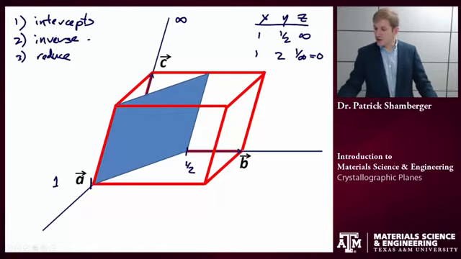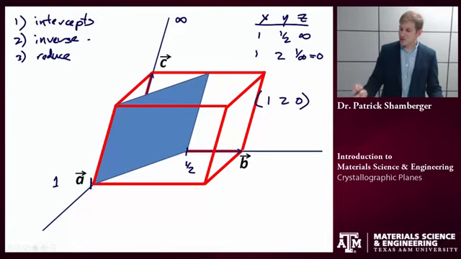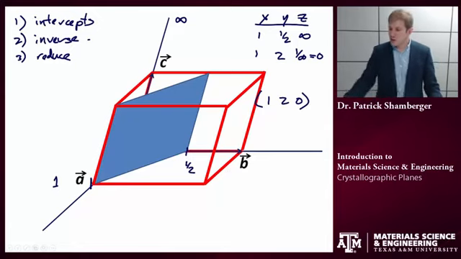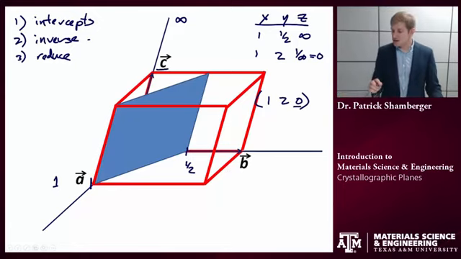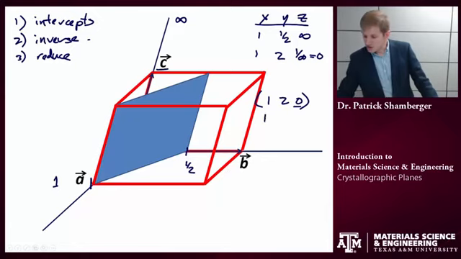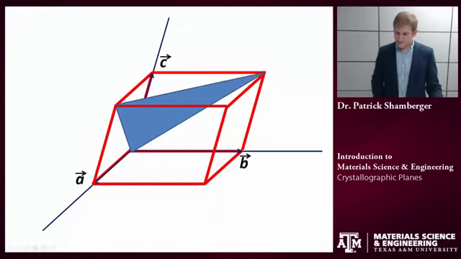I would then reduce, but I notice I'm already using integers only, so I'm all set. The indices of this plane are 1, 2, 0 using the Miller notation. So note, if I'm parallel to the C plane, my C index is 0. These are actually usually called HKL indices. So the L index would be 0.